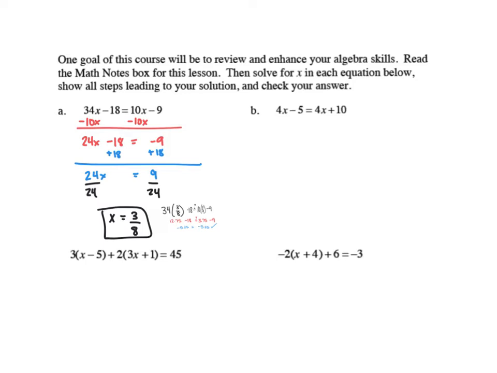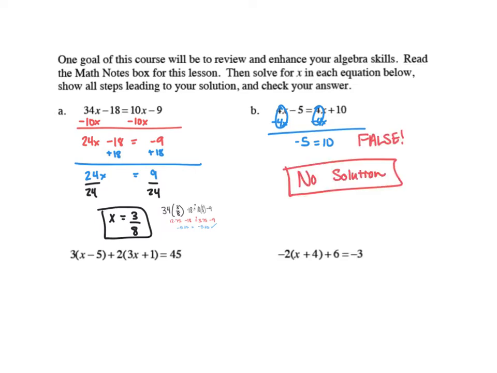For part B, I would go ahead and start by subtracting 4x from both sides. Now in this particular problem, when I do that, I am left with negative 5 equals 10, which I know is not a true statement. My x is canceled out, so I know that this particular equation has no solution.